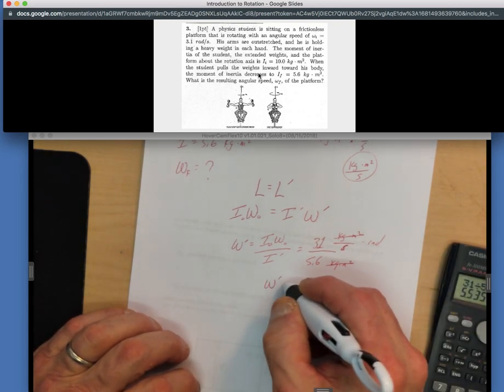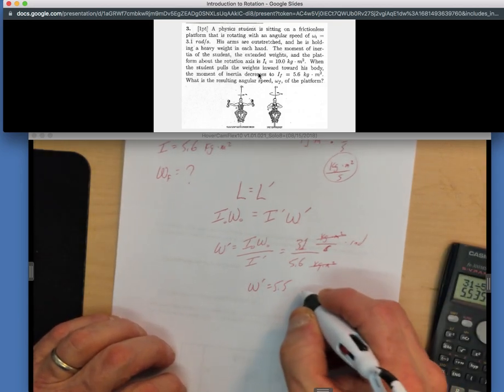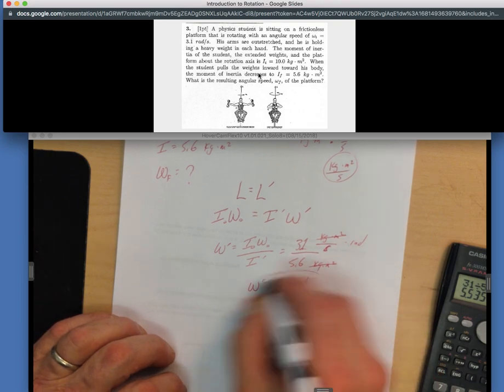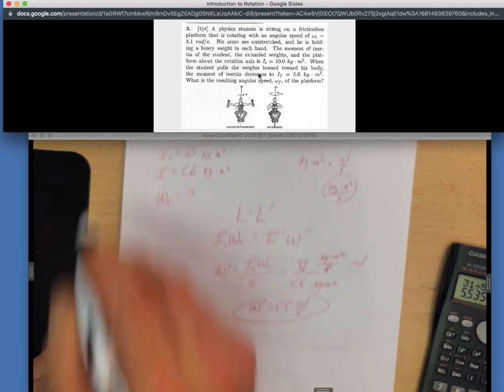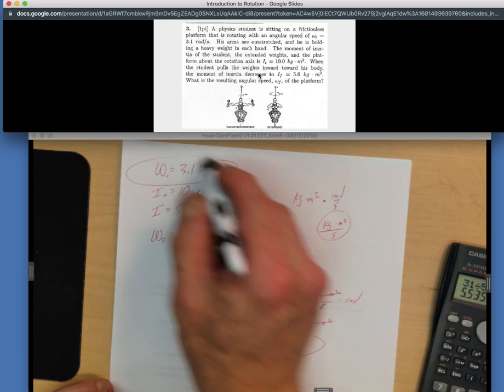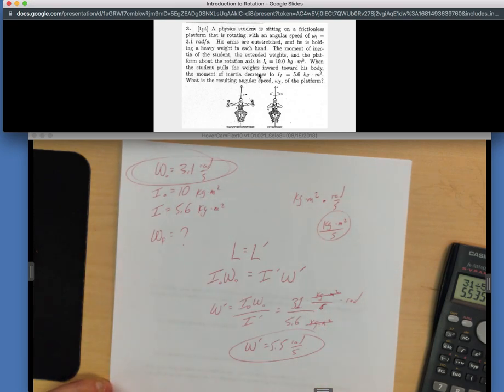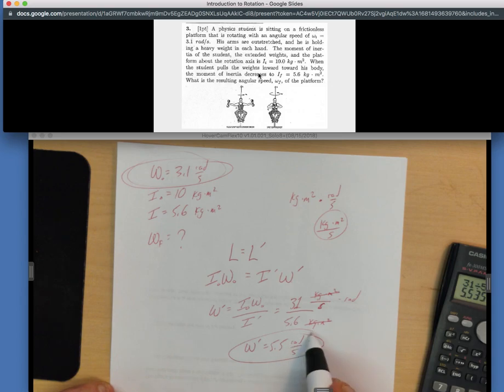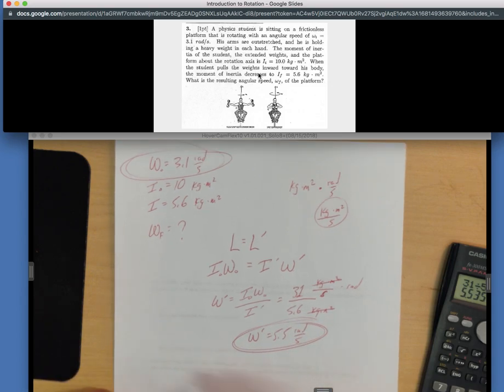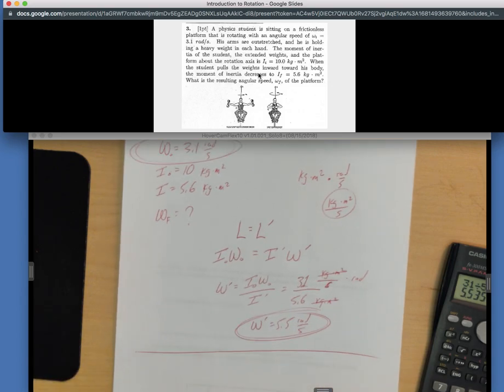And you say, does it make sense? Let's find out. 5.5 radians per second. Yeah, that makes sense. They were going 3.1. And when they brought their hands in so the moment decreased, they went up to 5.5. That sounds about right to me.